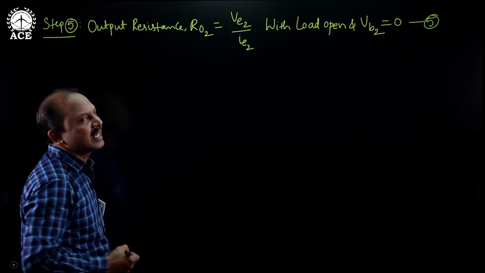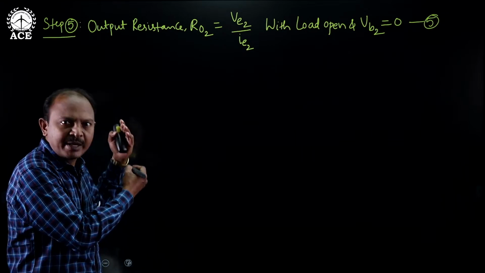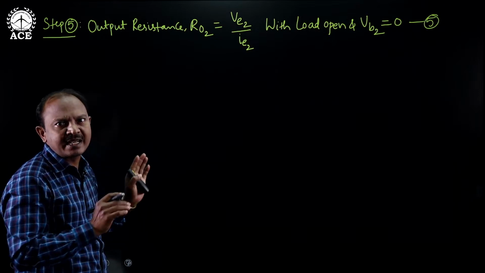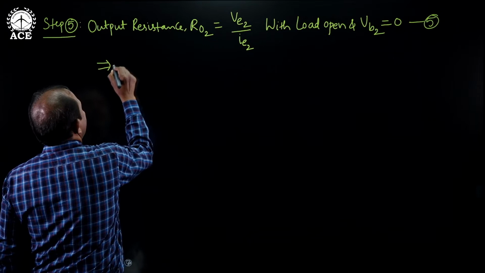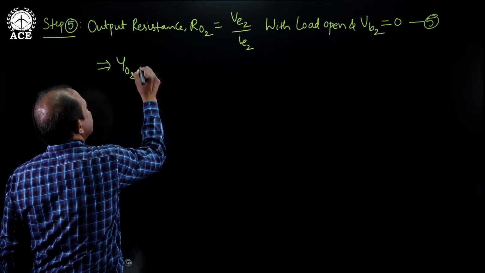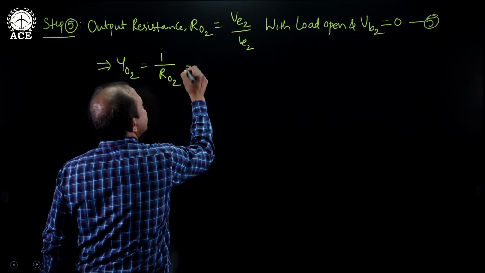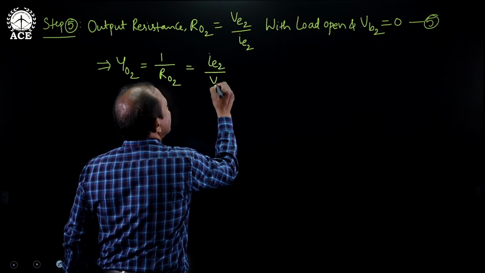See, for mathematical convenience, instead of estimating R02, first I will estimate admittance Y02. Finally, I will calculate output resistance, just for mathematical convenience only. This implies Y02, of course, nothing but 1 by R02, means IE2 by VE2.